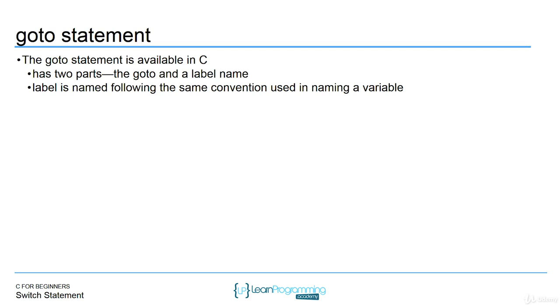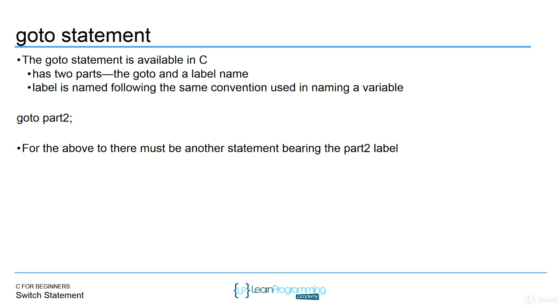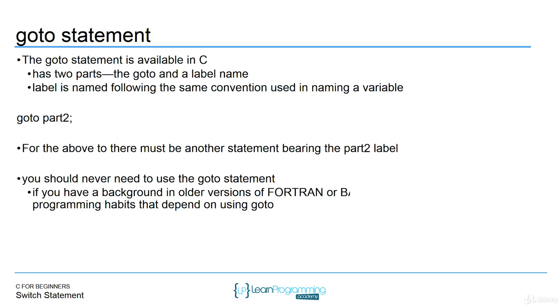So the two parts are the go-to and the label name. The label is named following the same convention for naming a variable: alphanumeric characters, you can't start with digits, you can start with underscores. Basically, you just use the go-to keyword and you go to some identifier, part 2. Part 2 is a label somewhere. So in order to actually jump to that line of code, you have to label that line of code. There has to be a statement that says part 2.